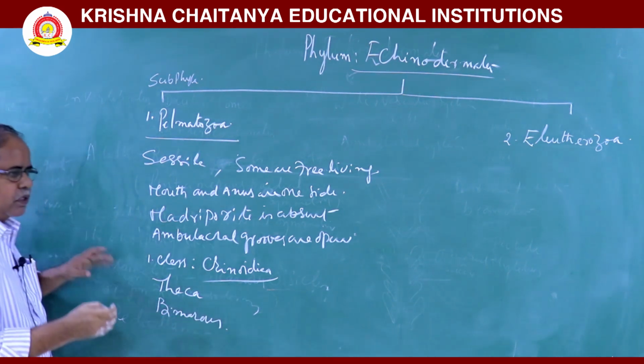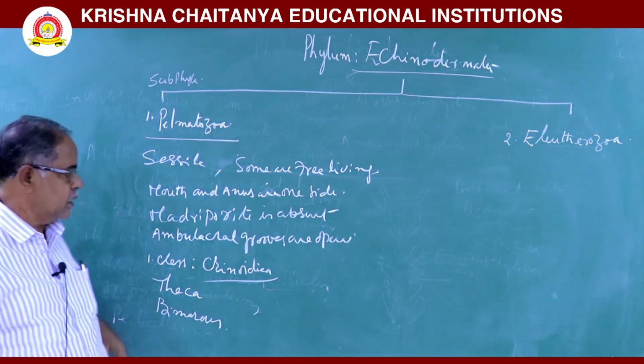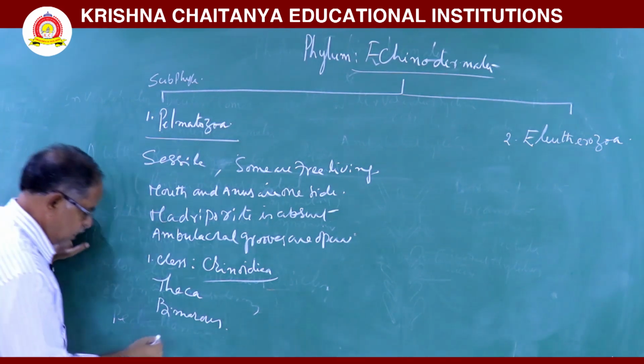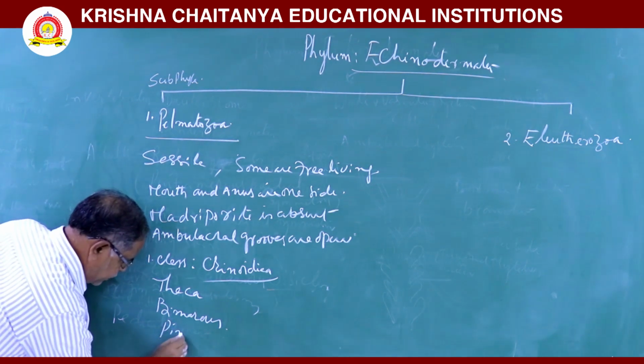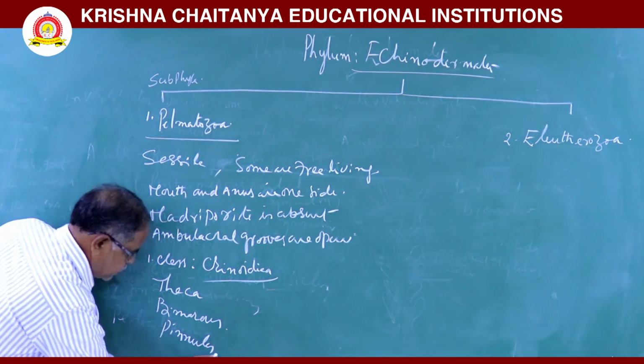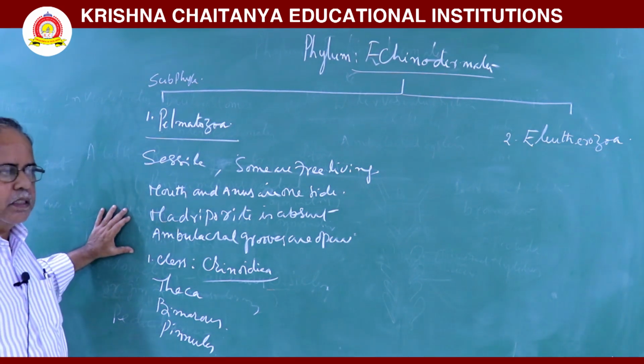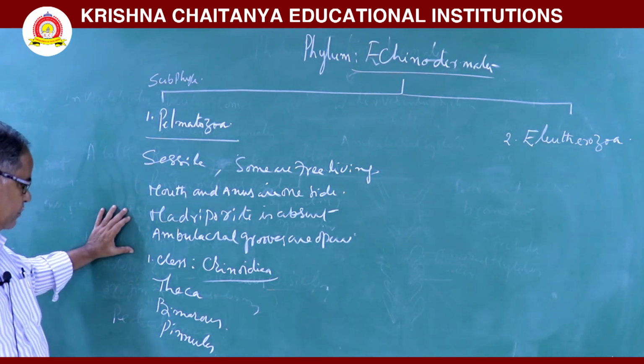Arms are there. Arms are divided into two branches. On the arms, some knob-like structures are there. They are called pinnules. These pinnules are used to capture the food.